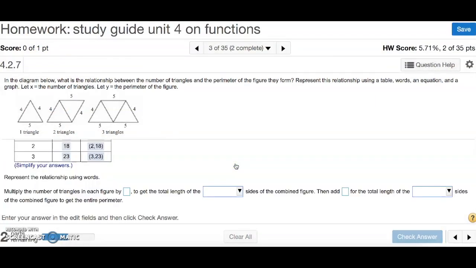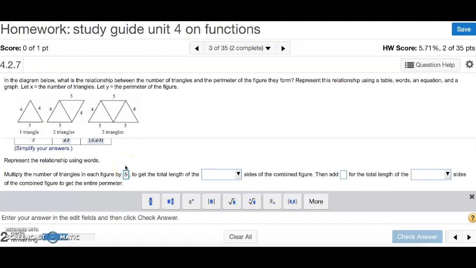Now it says, represent the relationship using words. So you're going to multiply the number of triangles in each figure by something. What you multiply by is the bottom number in the first shape, so that would be 5. And that is because that is our rate, and that's what's changing in each triangle. You're adding another 5 to it, so that's going up by 5 each time. And you get the total length. The 5s are the top and bottom of the figure.